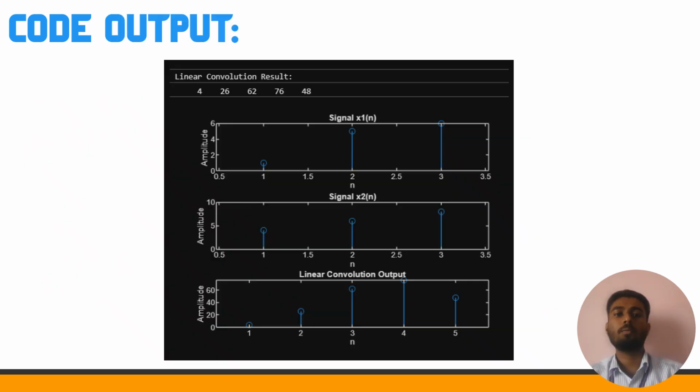And here is the output plot. The third subplot shows the final convolution signal. You can notice it's longer than the inputs. That's a key characteristic of linear convolution. This method is useful for analyzing filters and system outputs in the time domain.